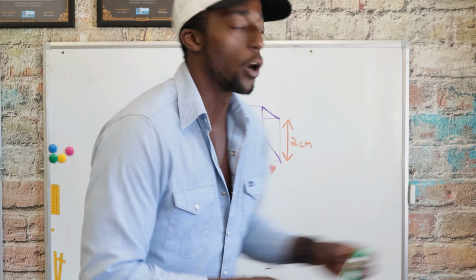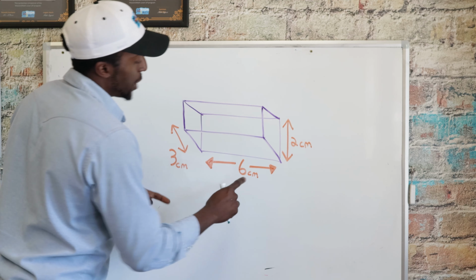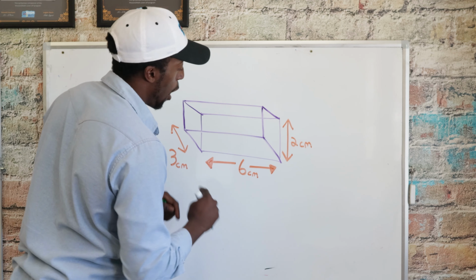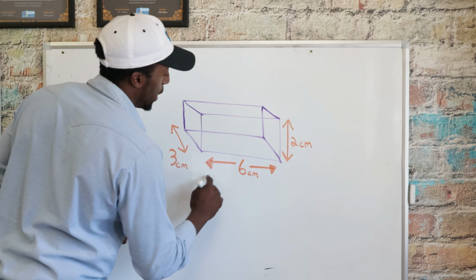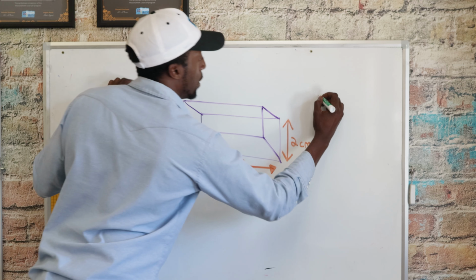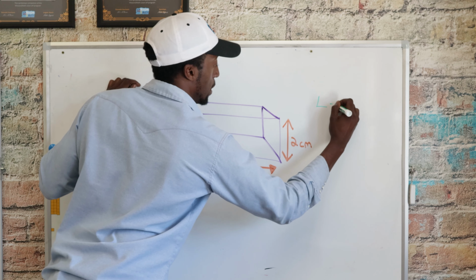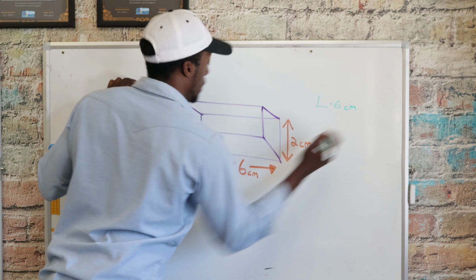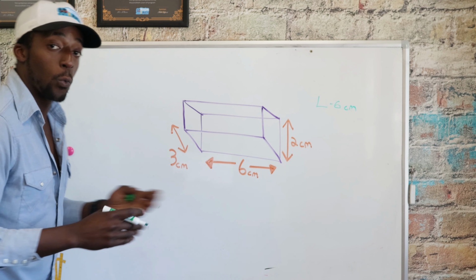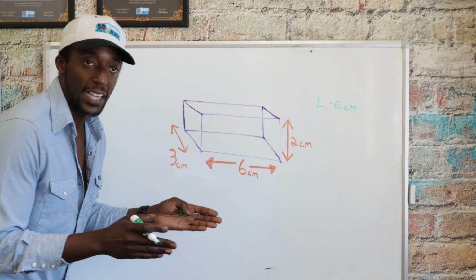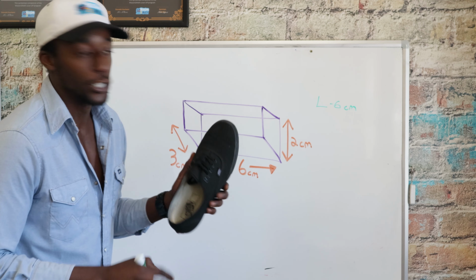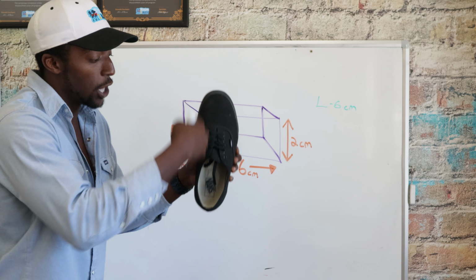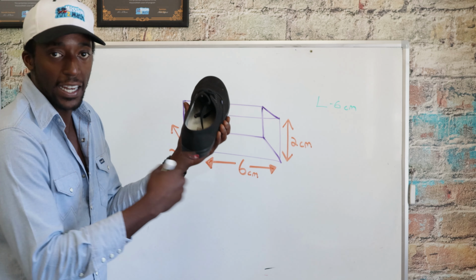Let's start off with the 2 that we already know. When we have a 2D shape, we always identify its length as its longest side. So we have our length here of 6 centimeters. Then let's identify our width, how wide it is. I like to think about using my shoe: how long it is, the longer side, and then how wide it is.